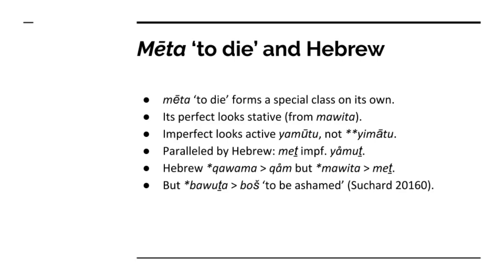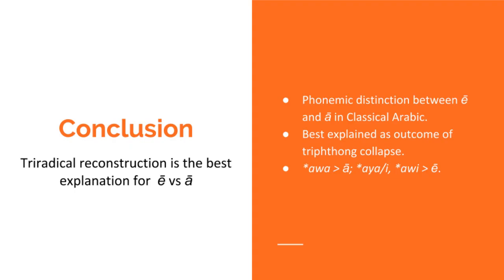So to conclude, triradical reconstruction is really the best explanation for this a versus a. There is a phonemic distinction between a and a in classical Arabic, not the classical Arabic of our textbooks, but yes, the classical Arabic of the Arab grammarians. They don't say it's for all varieties, but it's clearly being used. It is part of the classical language, at least up until the 2nd century Hijri. This is best explained as the outcome of triphthong collapse. And to sum up once again, awa, aya or awi originally all yield a. And with that, I thank you.